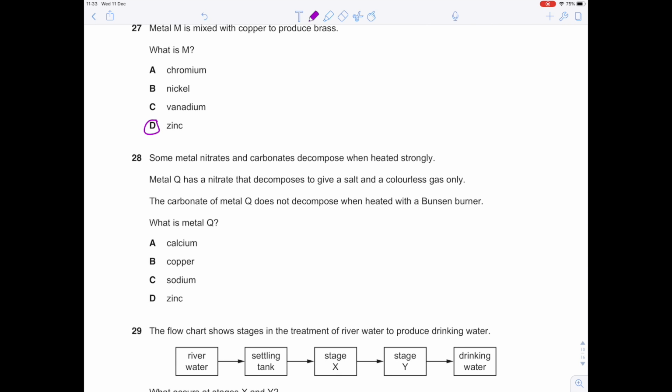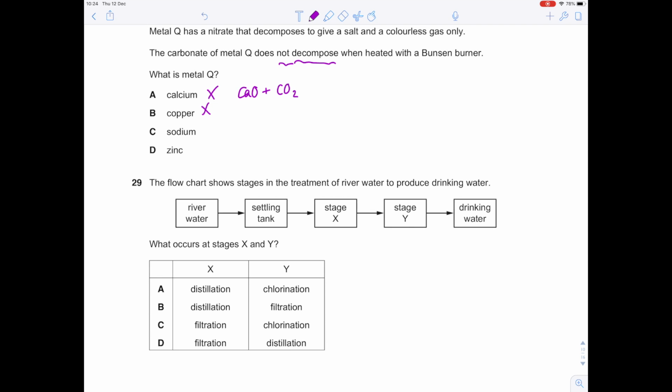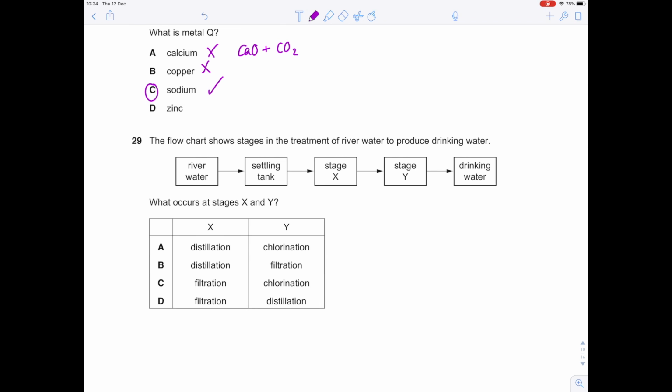Some metal nitrates and carbonates decompose when heated strongly. Metal Q has a nitrate that decomposes to give a salt and a colourless gas only. The carbonate of metal Q does not decompose when heated with a Bunsen burner. What is metal Q? Crucially, it's the fact that the carbonate of this does not decompose, so it's definitely not calcium carbonate, because we know that decomposes to calcium oxide and carbon dioxide. We know that both copper nitrate and copper carbonate decompose when heated, and actually it's sodium whose nitrate decomposes to give a salt and a colourless gas, but doesn't decompose when it's in the carbonate version of itself, so it's C.